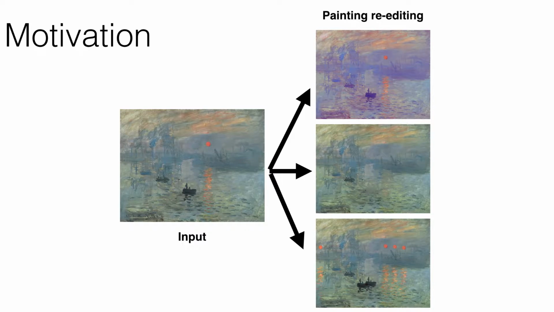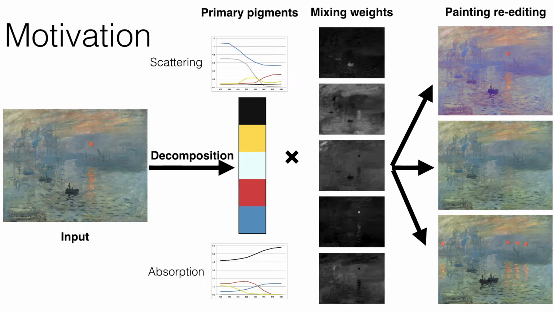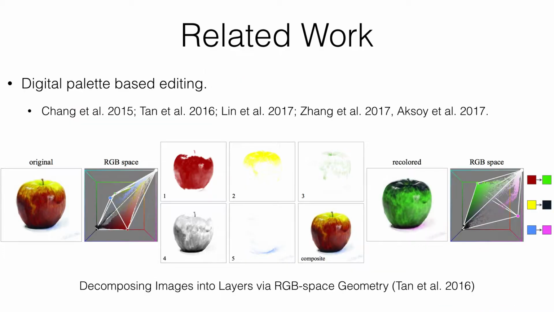Given such painting image, we may want to enable editing operations such as recoloring, copy-paste, delete, edge enhancement, and so on. We reversely decompose the painting into several multispectral primary pigments and their corresponding per pixel mixing weights based on Kubelka-Munk model. Then we can edit the painting in pigment space easily. The pigment here is not actually RGB colors, but several multispectral absorption and scattering curves.